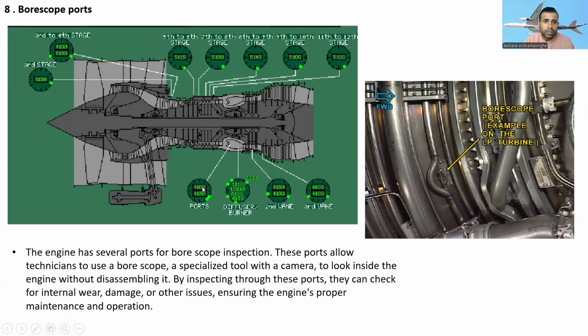For the combustion section, there are ports at 4 o'clock and 4:30, and 11 o'clock, 1:30, 10 o'clock, 8 o'clock, 6 o'clock, and 6:30 for the diffuser burner. 8:30 and 4 o'clock are the second vane, and the third vane is at 8 o'clock or 4 o'clock positions. The times I mentioned are the positions.